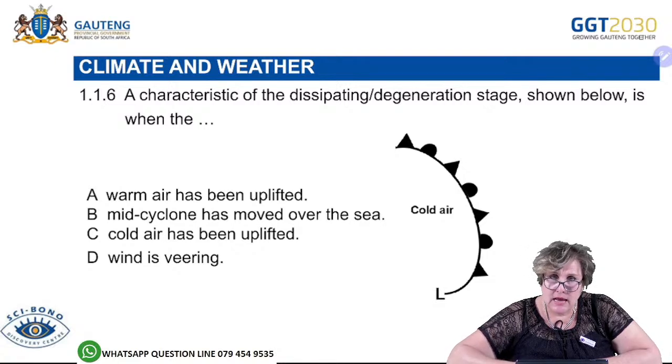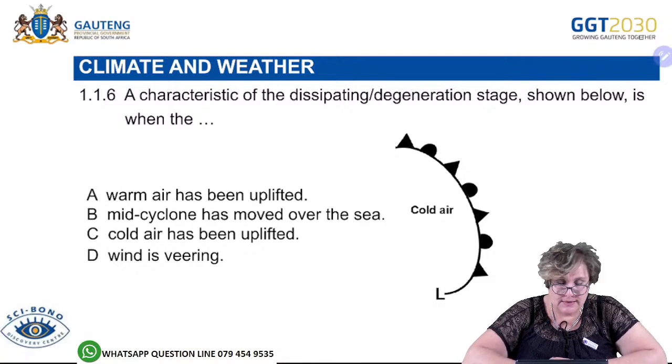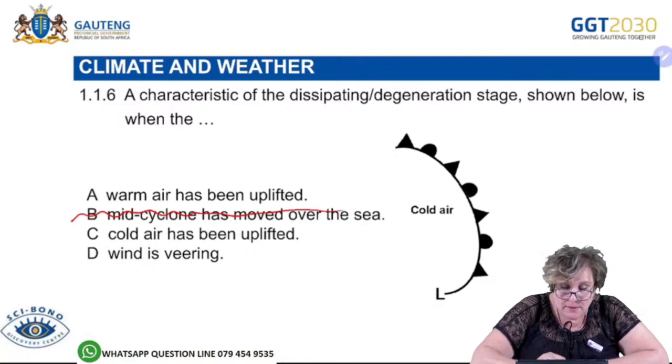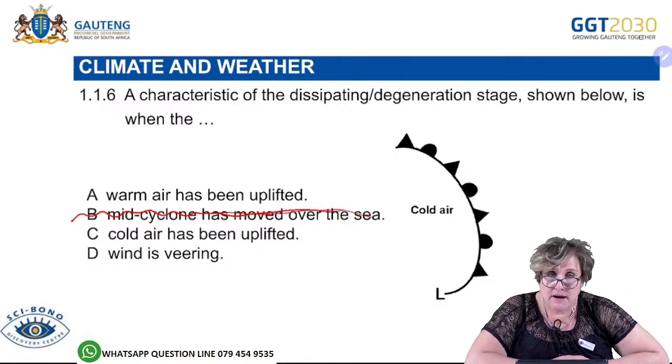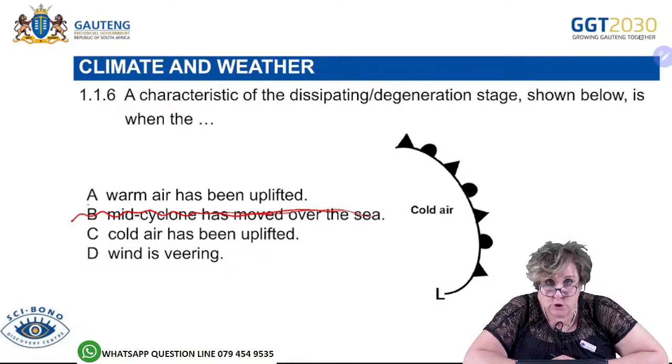Now, boys and girls, earlier in all these presentations, we showed you the technique of elimination. When you have a multiple choice question, we spoke about the elimination factor. So let's use elimination here as well. A mid-latitude cyclone has moved over the sea. It can move over the sea, and it can move over land as well. But this does not define which stage it is. This question wants to confuse you with tropical cyclones. So I'm going to take that one out.